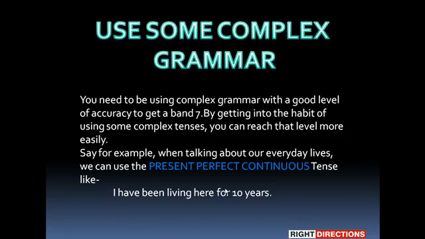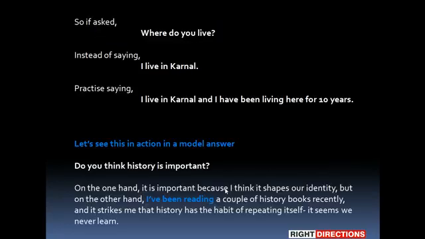So whenever you are talking about your everyday life, you should use present perfect continuous tense. Like when an examiner asks you, where do you live? You can mention that place, and along with it, you can also say, I have been living here for 5 years, 10 years, or a number of years that you have been living there. So if asked, where do you live? Instead of saying, I live in Karnal, practice saying, I live in Karnal and I have been living here for 10 years. So let's see this in action in a model answer.